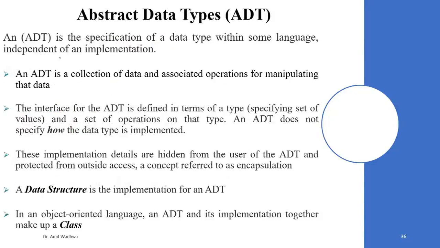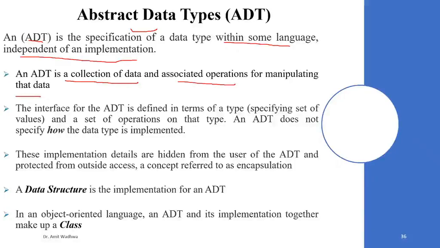Next is abstract data types. What is an abstract data type? It is basically the specification of the data type within some language. That means we are not concerned about the language, and it is independent of an implementation. That means there is no implementation. So we have heard about data types which are primary, built-in or user-defined. So what is the meaning of this abstract data type now? Abstract data type is basically a collection of data and associated operations for manipulating that data.